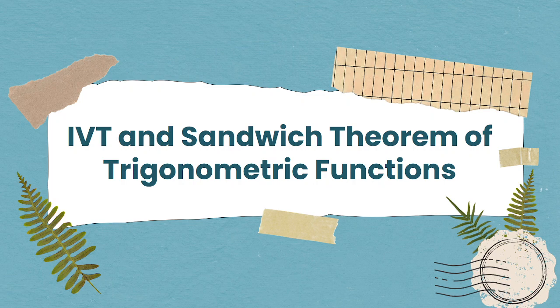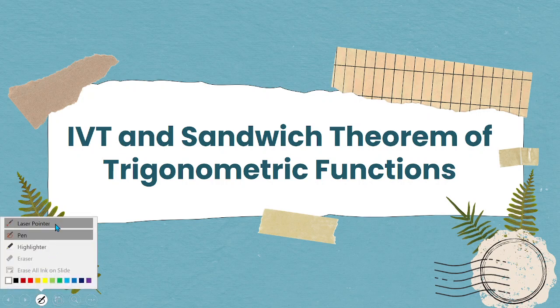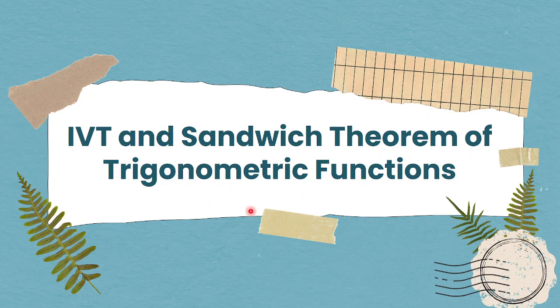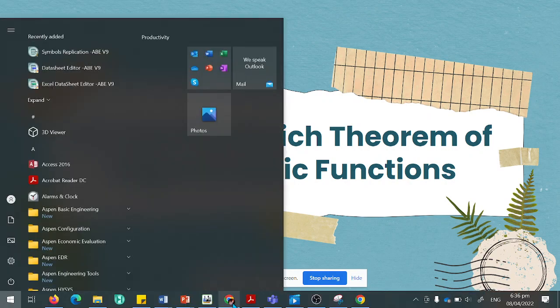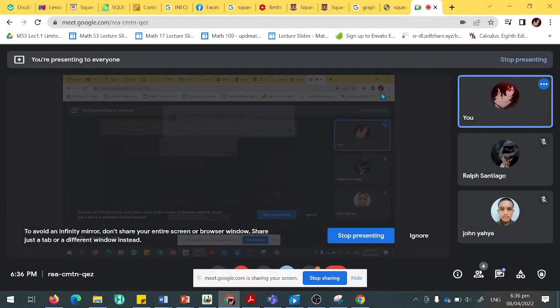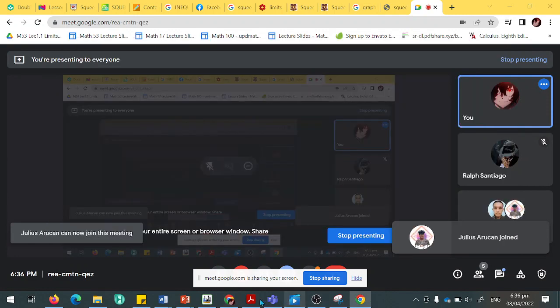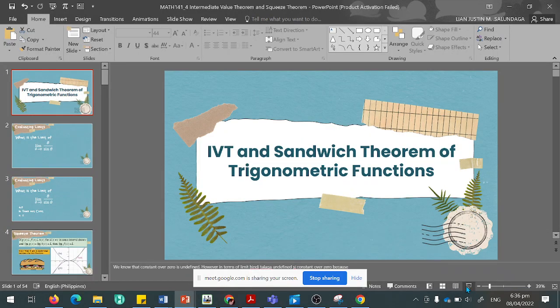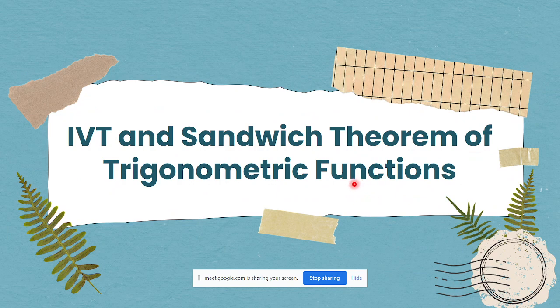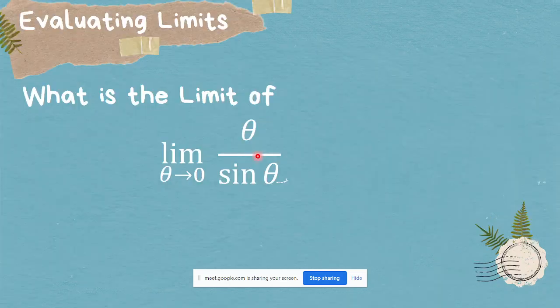Okay, good evening everyone. So now we are going to discuss the IVT theorem, the sandwich theorem, and the trigonometric functions. Before we discuss the trigonometric functions, we first discuss the sandwich theorem. Now, before we proceed, we have the limit of sine theta over theta as theta approaches 0.